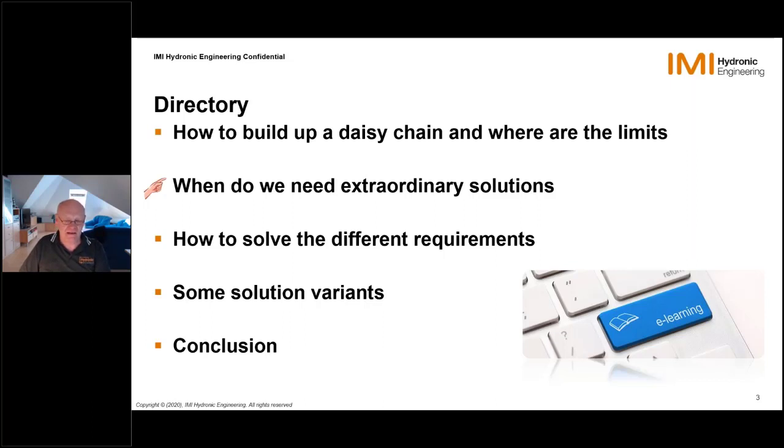In several cases in practice outside, we have found out that the normal daisy chain that we are offering is not enough, so we needed to do something extra. And then, of course, how can we solve these requirements? And then I will give you an overview with some drawings of the different variants which are possible, and in the end, some conclusions.